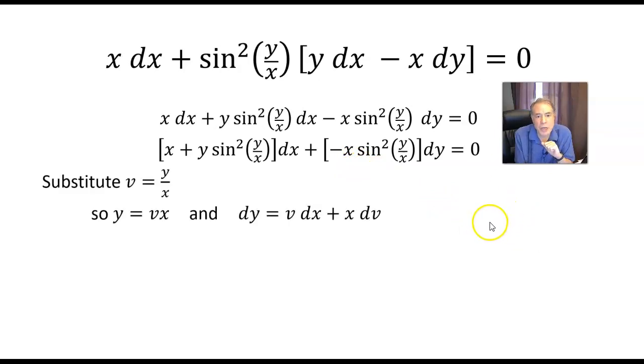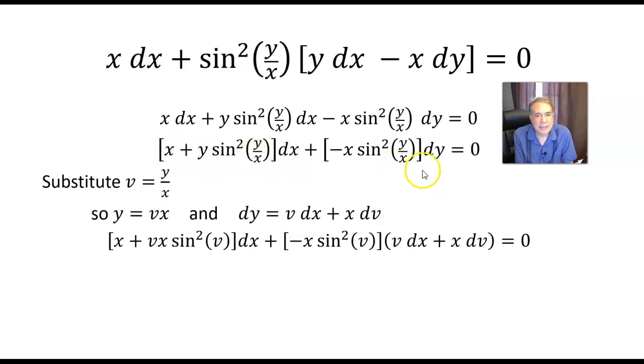I am going to introduce the new variable v, which stands for y over x. So that means y is going to turn into v times x everywhere it appears, and dy is going to turn into v dx plus x dv. So after making that substitution, I now have x plus vx times sine squared of, and of course, y over x would just be v, or it would be vx over x, which is just v. So we got that times dx, plus we have negative x times sine squared of v times the dy, which turns into v dx plus x dv. And that's equal to 0.